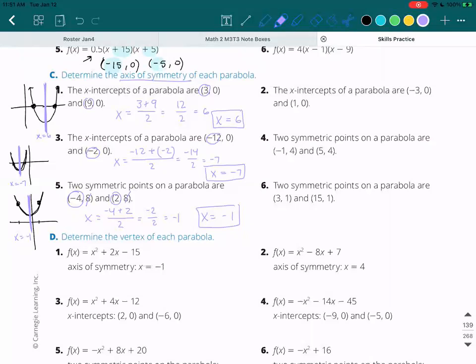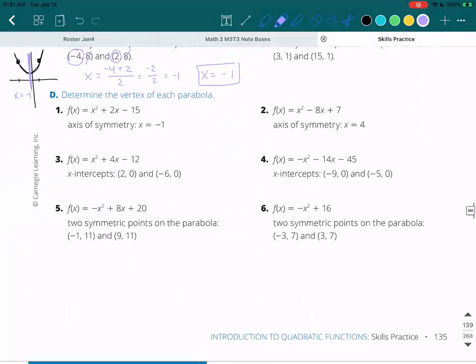All right, so let's go on to part D. Determine the vertex of each parabola. So we are given the equation, and then we are also told the axis of symmetry for this first problem. So remember that the axis of symmetry always passes through our vertex. So if we know that the axis of symmetry is at x equals -1, and we want to find the vertex, all we have to do is find out what the y value is when our x is -1. And to do that, all we have to do is plug it into our equation.